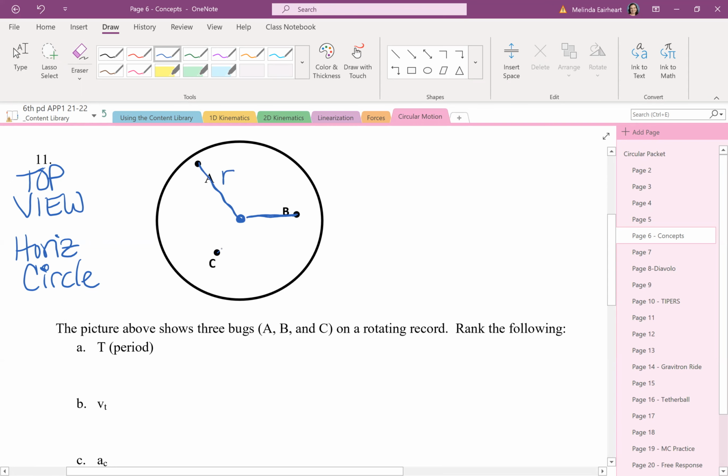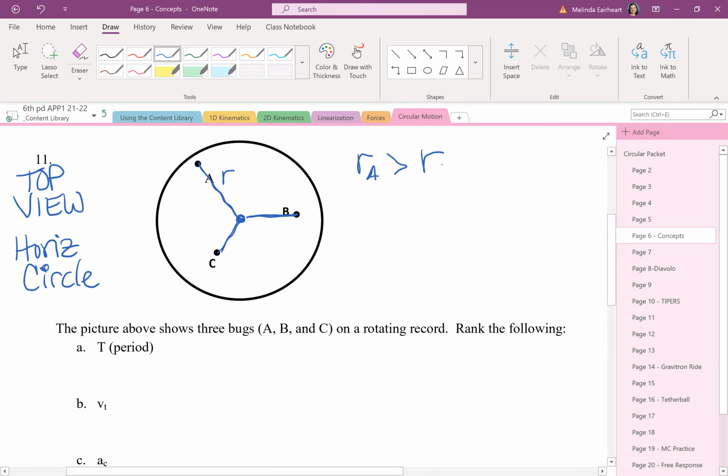Now, to me, the way it's drawn, maybe it's kind of hard to tell where B versus C is, but let's rank all their radii. Who has the greatest radius? A. So the radius of A, who would be next?